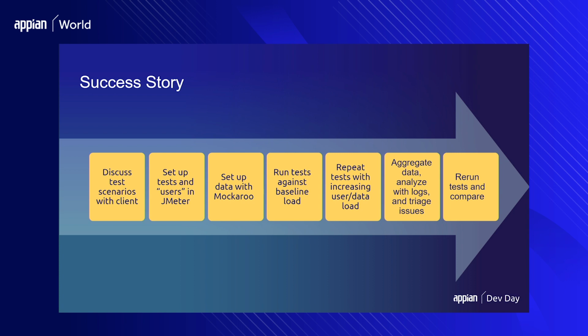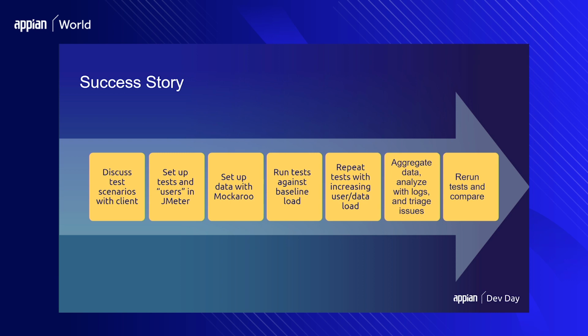This diagram up here is a way to visualize the cadence of the testing we did. Initially, we discussed the scenarios with the client and came up with those SLAs. We then set up the tests and users in JMeter. We then used Makaru for loading all the claim data and all the other test data into the databases. And then we ran the tests against that small baseline load that I was talking about earlier. So this gave us a good threshold of, okay, at minimum, we think the system will run here. It's a good comparison point.